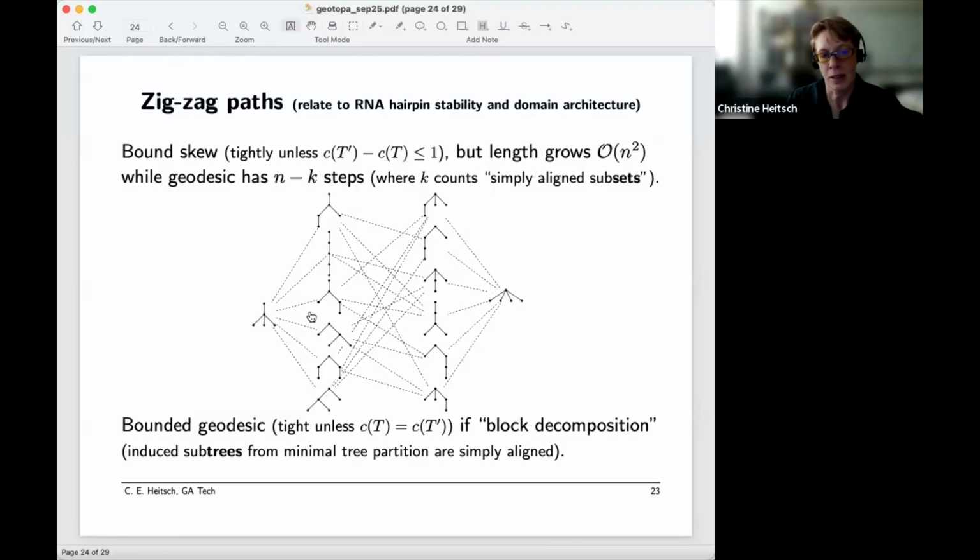And the domain architecture is that this block decomposition is exactly our ability to decompose the trees into subtrees that don't interact with each other, which is essentially what RNA domains are defined to be.